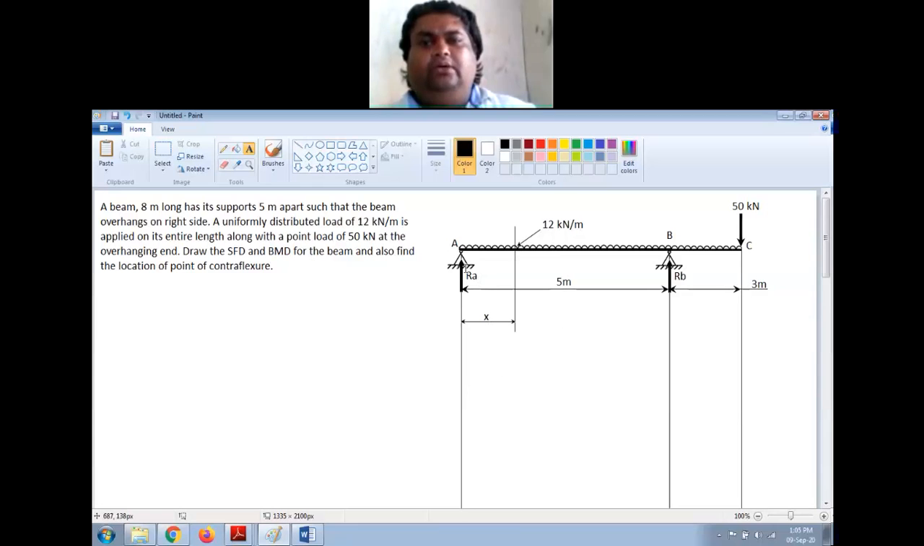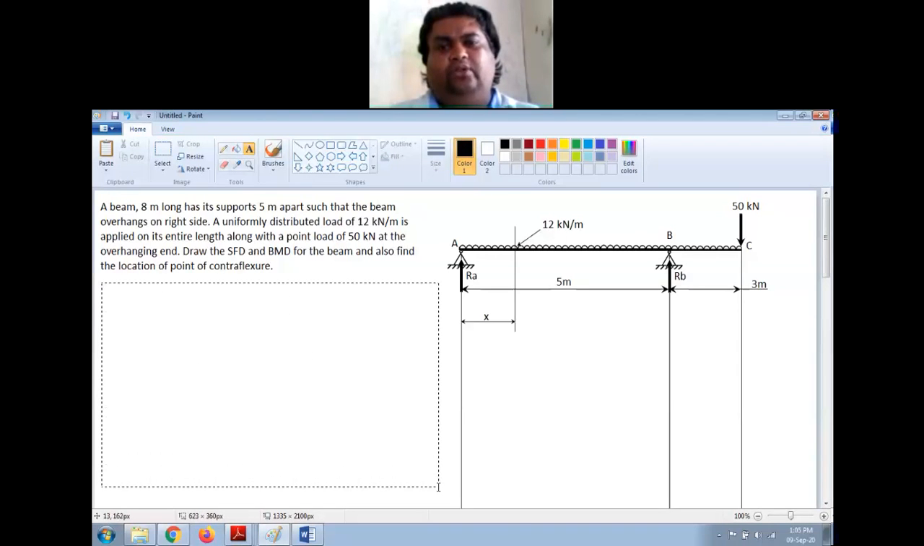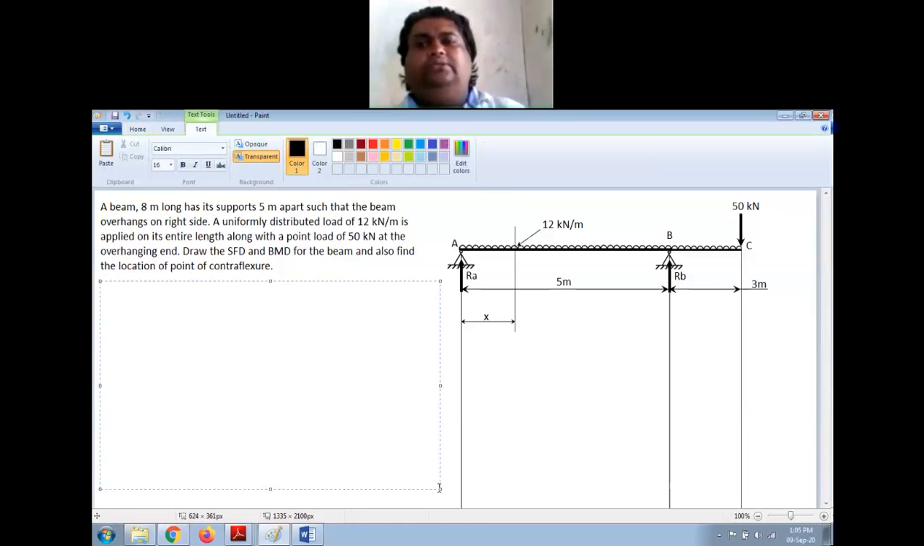Now, like any other SFD BMD problem, first thing we need to do is find the reactions at supports A and B, right? So I need to find this value. For this, I have two conditions. Sum of all the forces is equal to 0. Sum of all the moments is equal to 0. Right? Now, taking the first condition, sum of all forces on beam is equal to 0.